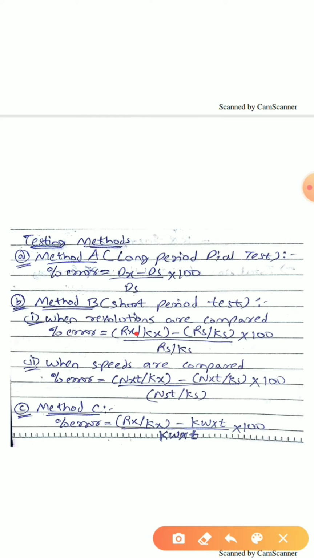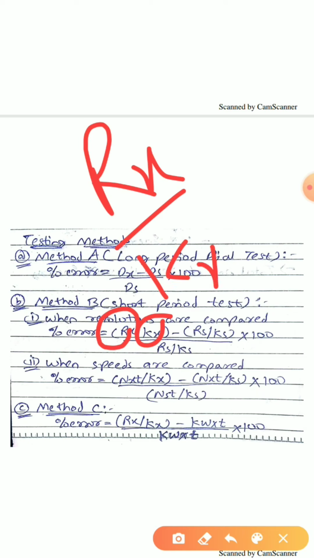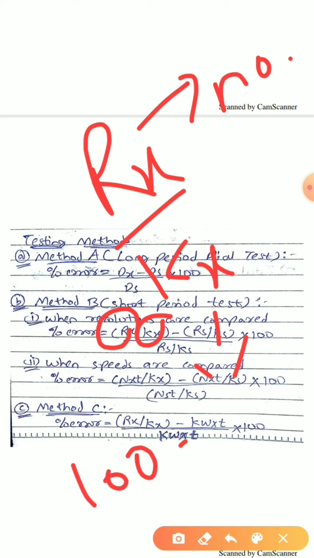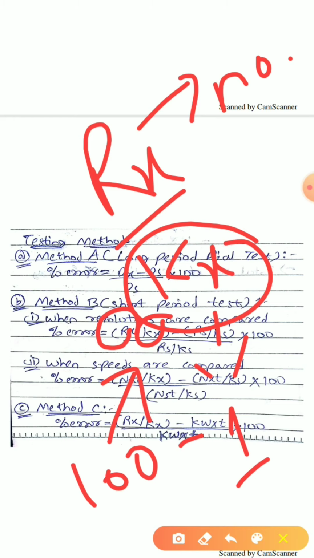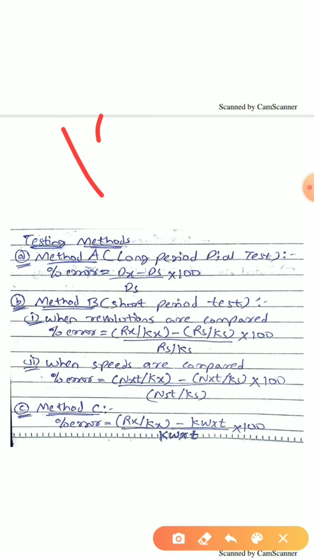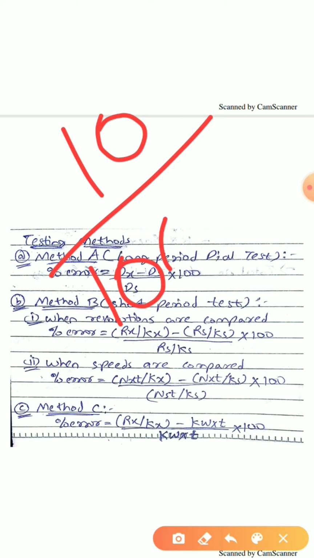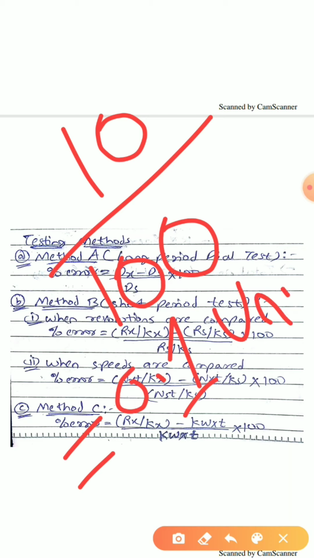Now when revolutions are compared, Rx by Kx is for the test meter. Rx is the number of revolutions made, and Kx is, for example, if 100 revolutions means 1 unit, how many revolutions will give one unit. For example, the number of revolutions is 10 and I know that 100 revolutions will give me 1 unit. So it is quite clear that the reading I am getting is only 0.1 unit.